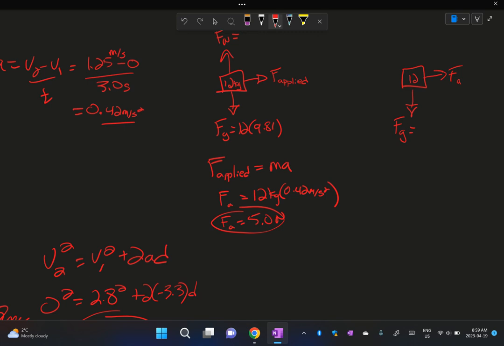9.81. This calculator's a bit of a chore, and I got 118 newtons. 118 newtons down. That means the normal force in this case is going to be 118 newtons up. And we're going to be able to calculate a force of friction this time, which is going to be 0.8, I believe that's what the coefficient was, times 118 newtons. So 0.8 times 118 equals 94 newtons.